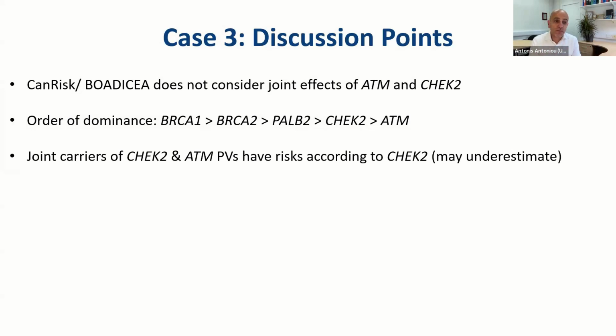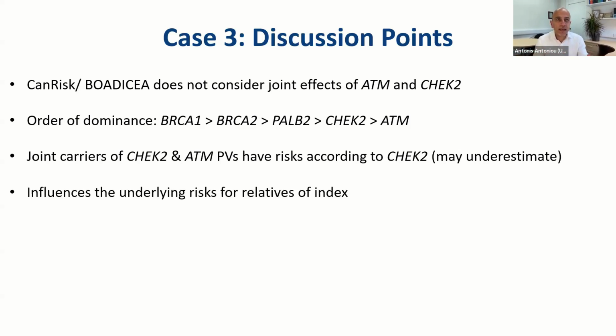So this, of course, means that someone with a CHEK2 and an ATM pathogenic variant may potentially have the risks underestimated. You need to consider those as potential lower bounds if you have carriers of joint pathogenic variants in those low to moderate risk variants.